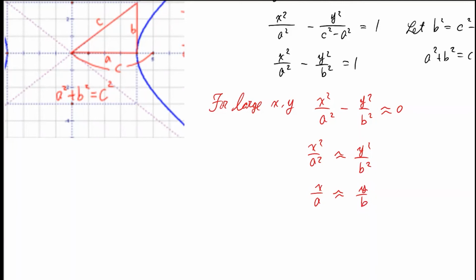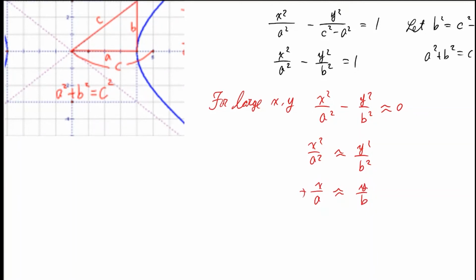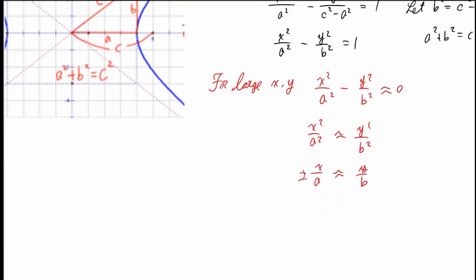Find my mistake? Plus or minus, kids. So y is approximately equal to plus or minus b over a times x. Good. And this is the equation of the asymptotes.